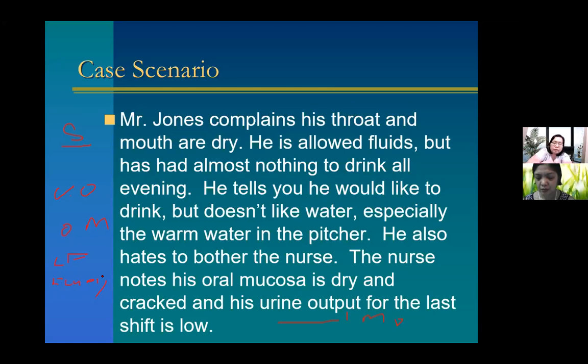Can we identify the cause? Sir, kasi po hindi po siya umiinom. Ayaw niya po uminom ng water. Yan. So, paano natin siya i-state as related factor? Pwede ba natin sabihin fluid preference? Due to fluid preference. Pwede ba? Yes or no? Pwede po ba? Sagot kayo. He doesn't like water, especially the warm water in the pitcher. Focus lang tayo dito sa case natin, ha. So, anong pwede nating sabing related factor?